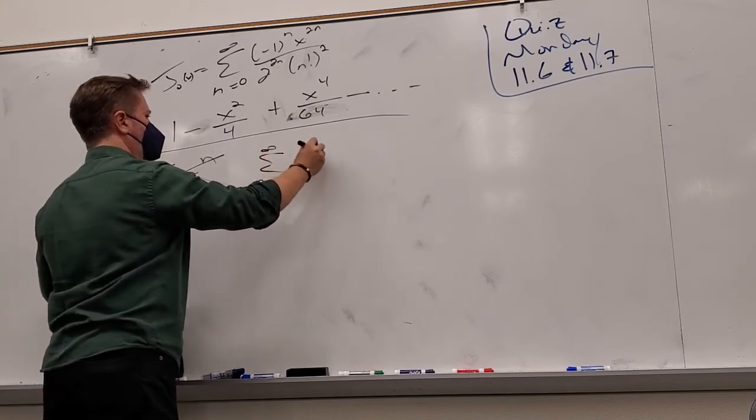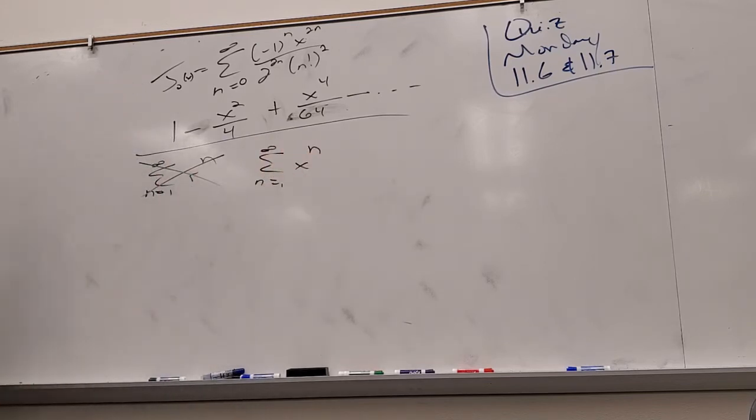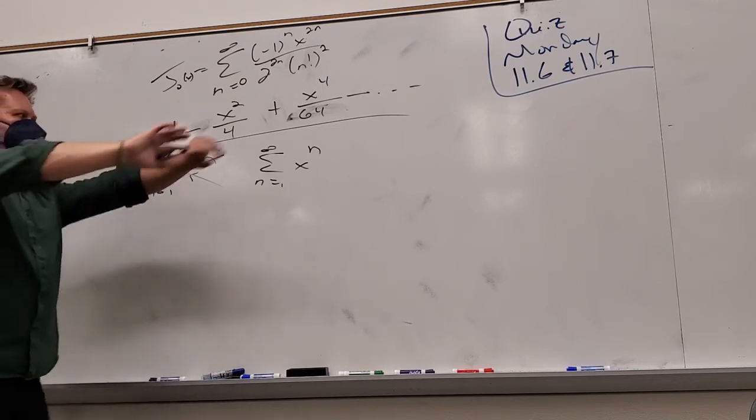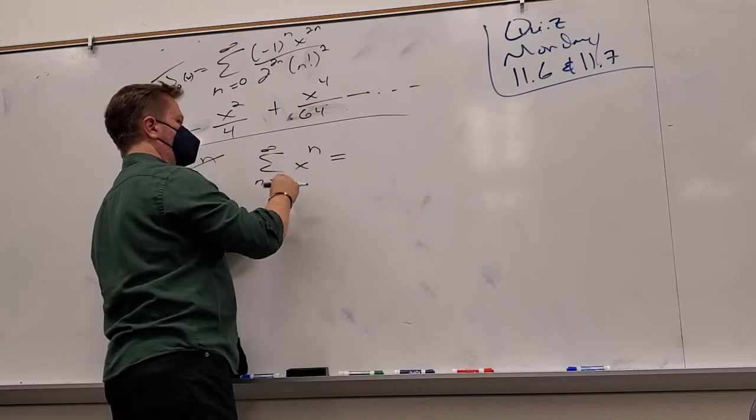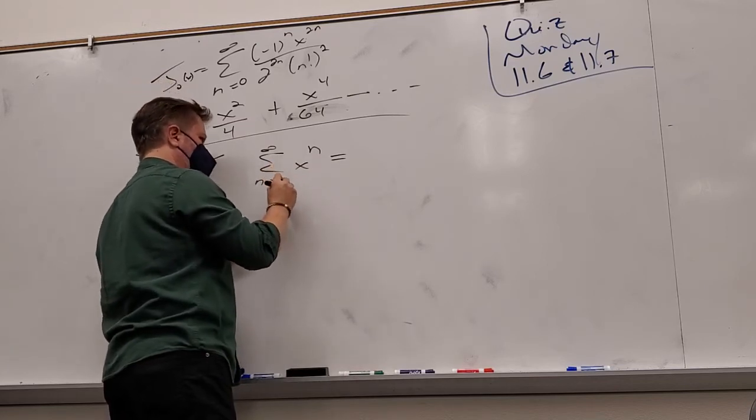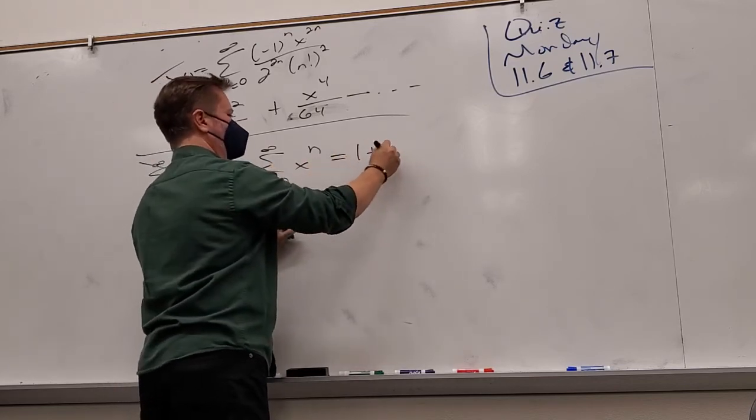Let's call it x to the n. And so we know quite a bit about it. So tell me, what does this look like if I write a few elements out? Let me make it start at 0. Okay, 1 plus x plus x squared.